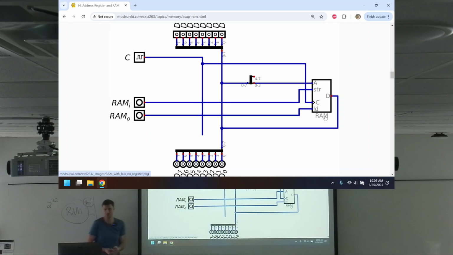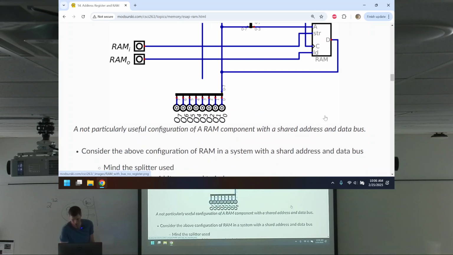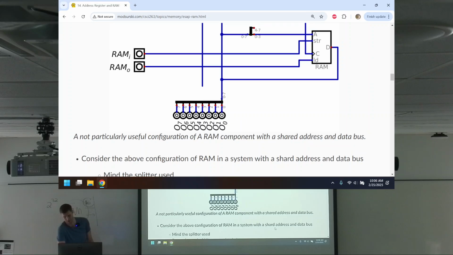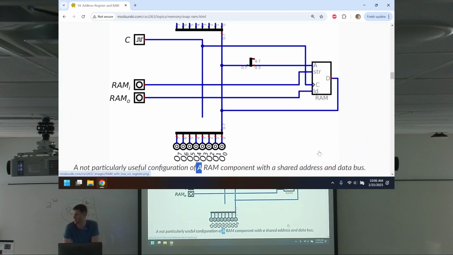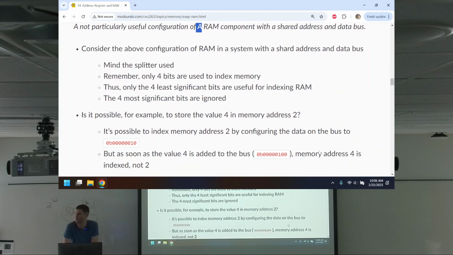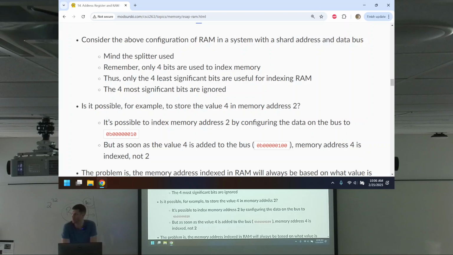If I were to run this and try to do it, it's going to crash. So this is not a particularly useful configuration of a RAM component, with a shared address and data bus. So yeah, mind the splitter. Okay, remember only 4 bits.